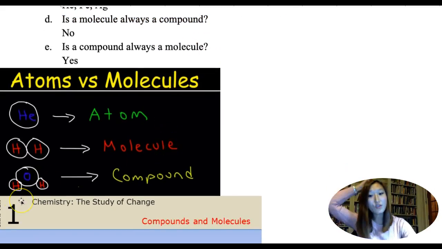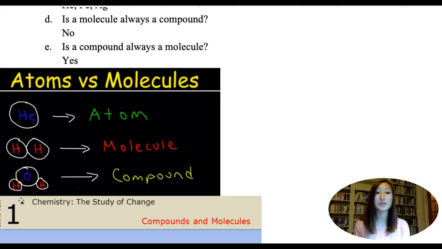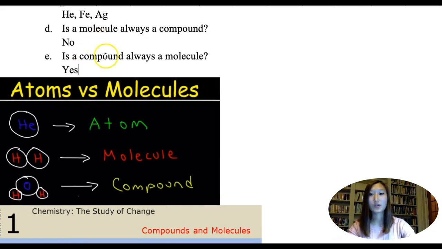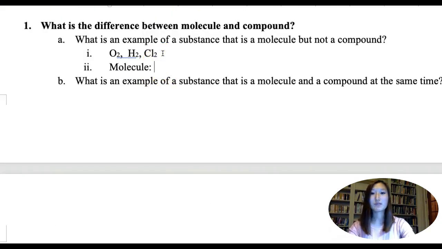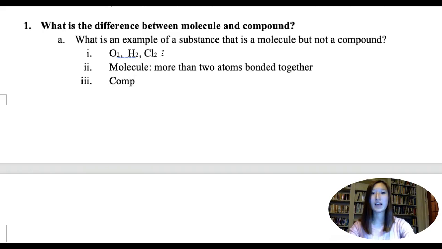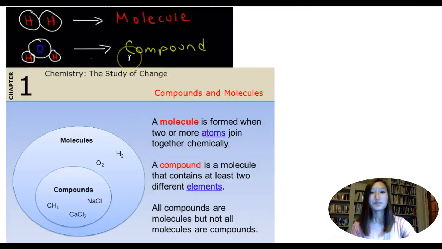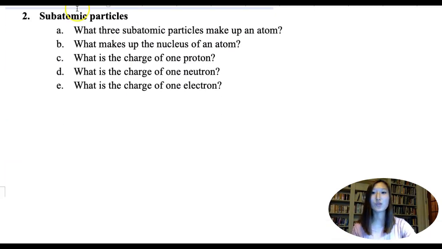Even if you were to have more than two elements bonded together, you would definitely have more than two atoms, which makes it a molecule, right? So let's write down this definition. A molecule is two or more atoms bonded together, and a compound is two or more elements bonded together. All right.